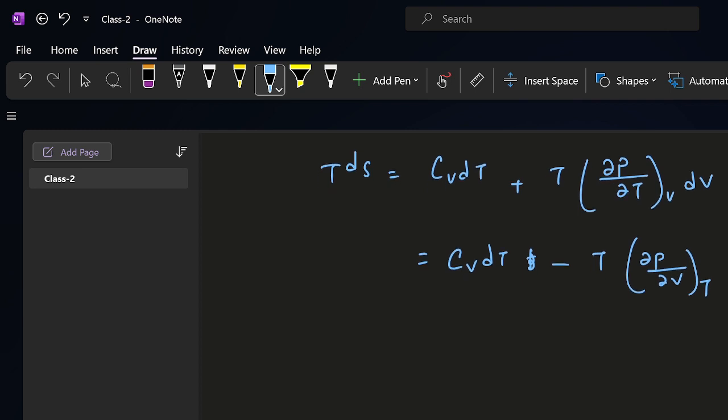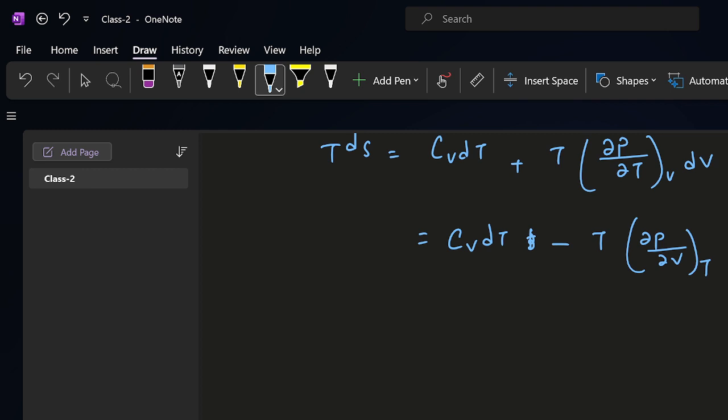Now you just have to simplify to get it in terms of alpha and kt. So first of all, what was the kt value? It was minus 1 by v del v del p at t constant. Can you see this term here? There is this term already common. Only a minus 1 by v is missing. That can be compensated in the denominator and numerator.